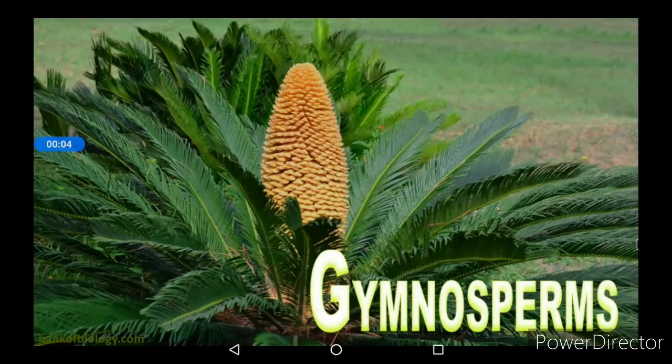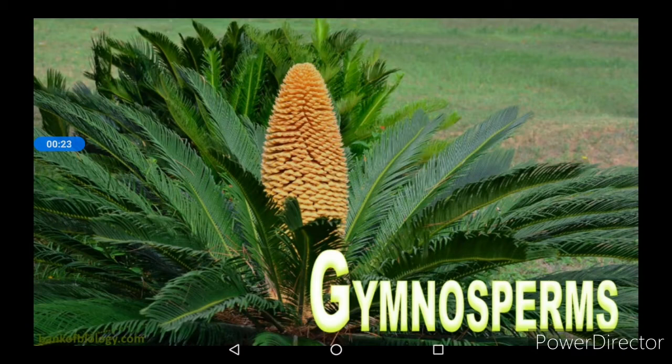In this video we are going to discuss phanerogams, where we can see body differentiation, that is roots, stem and leaves are present, specialized vascular tissues are present, that is xylem and phloem, specialized reproductive tissues are present, and seeds are present.